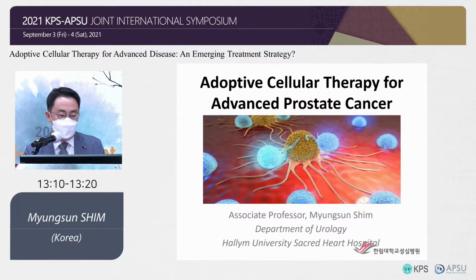Immune therapy on prostate cancer has gained much of the attention these days, and so has adoptive cellular therapy for prostate cancer. So I'm going to make a brief introduction on this topic today.